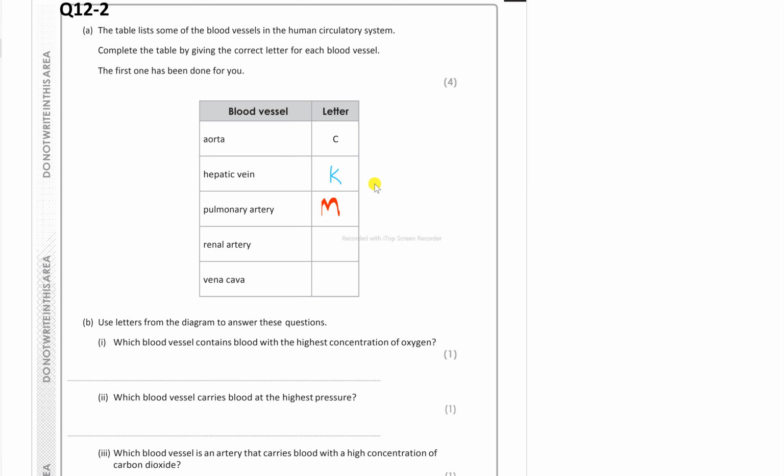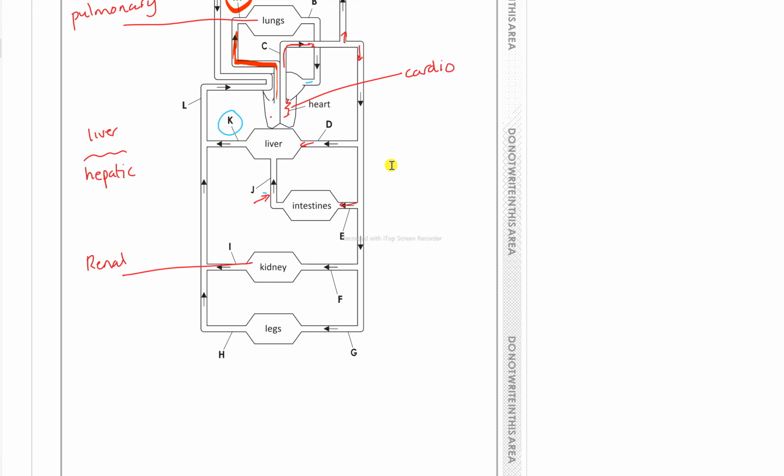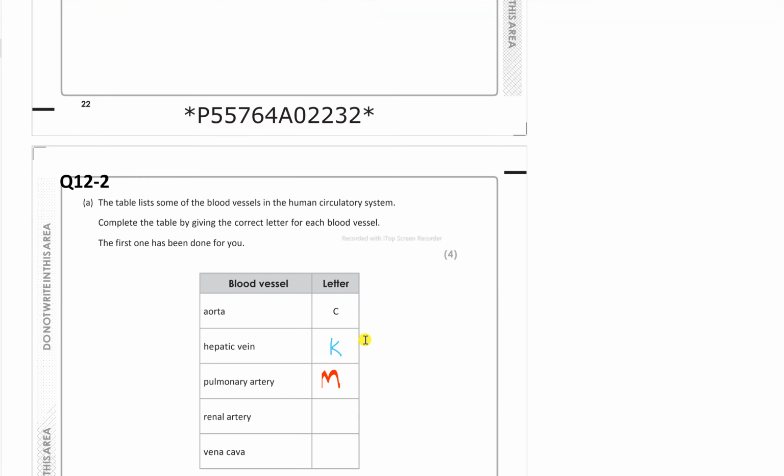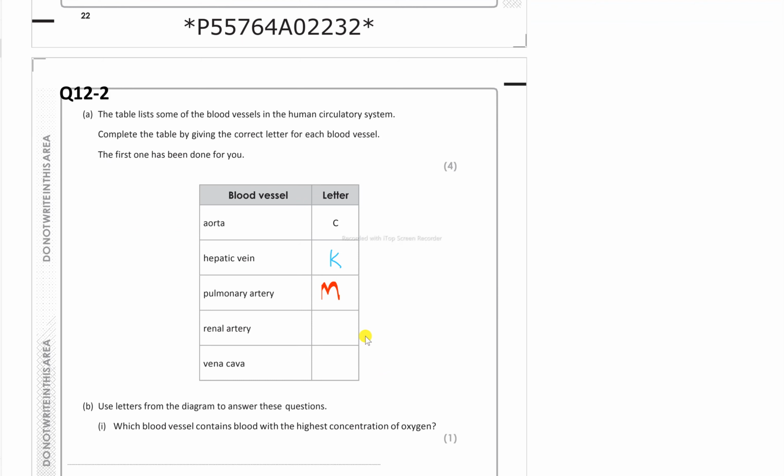Renal artery. Renal, we said, is kidney. So renal artery is the blood away from the heart towards the organ. It's F. Yep, that's the one. F. Got it. Let's write that down. F. And vena cava.